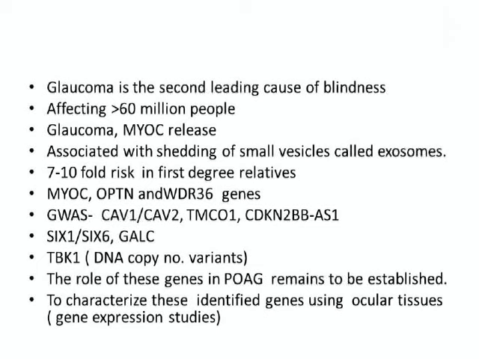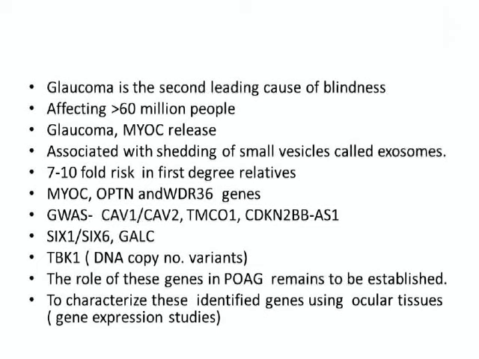But the scenario has changed. In more than 16 years, more than 25 loci have been identified, and only four candidate genes. It means it is like a complex disease. It is very, very difficult to understand. Many factors are involved. Glaucoma seems to be a very complex disease.